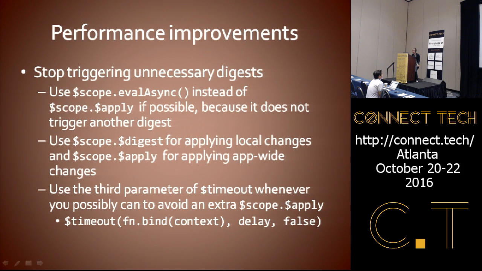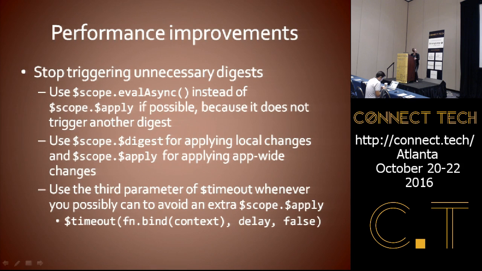All right, so you don't want to trigger unnecessary digests. I hope that people know about this already, but you can use eval async to trigger only one. After the digest is done, it does eval async at the very end and does not trigger another digest after that. You can use it whenever you can get away with it instead of scope apply or scope digest. Scope digest does local changes. Scope apply does app-wide changes. Don't get them confused, because if you use scope apply when you don't need it, it's a very bad thing, when you have a large app at least.